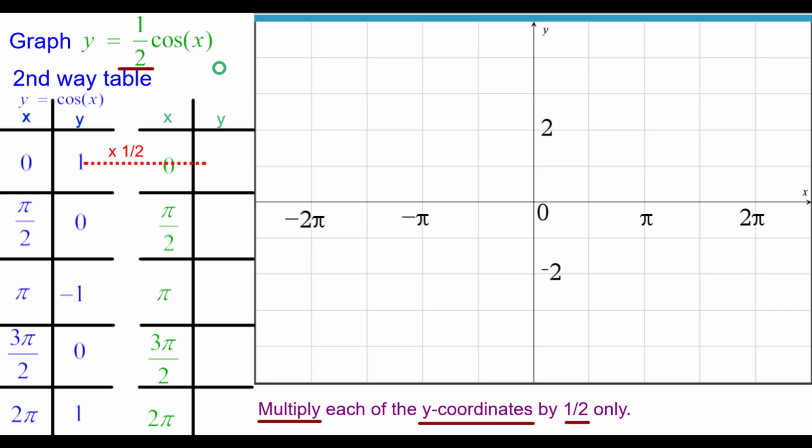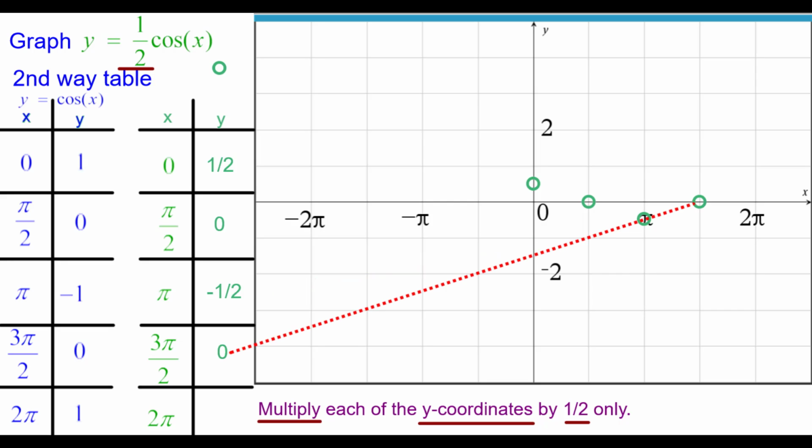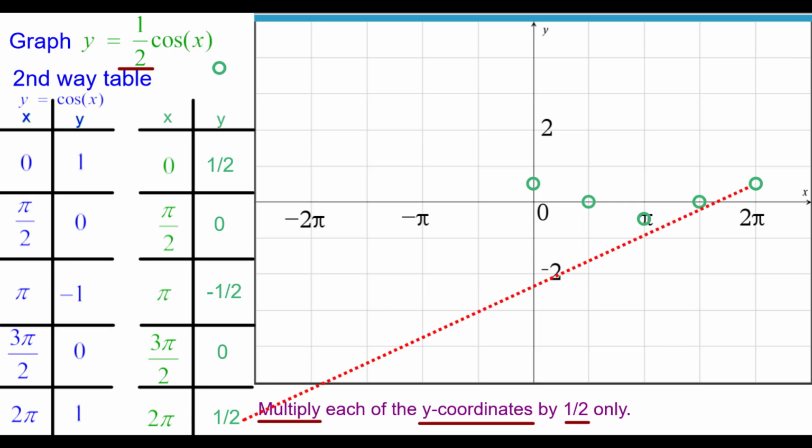1 times 1/2 is 1/2, so we'll plot the point 0, 1/2. 0 times 1/2 is just 0, so pi/2, 0. -1 times 1/2, -1/2, pi, -1/2. 0 times anything is 0, so 3 pi/2, 0. And 1 times 1/2 is 1/2, 2 pi, 1/2 is the maximum for this particular graph.